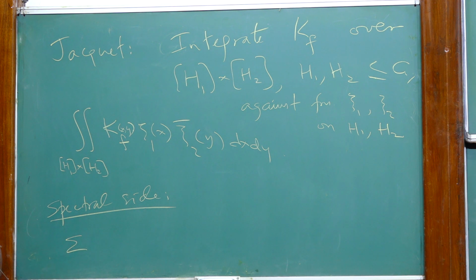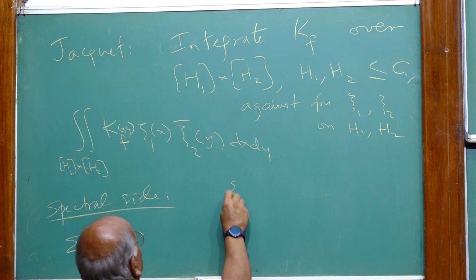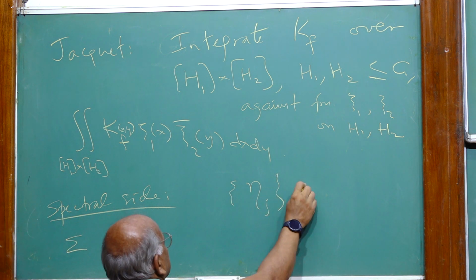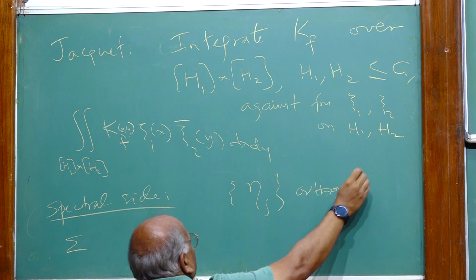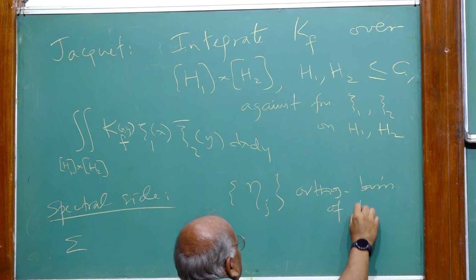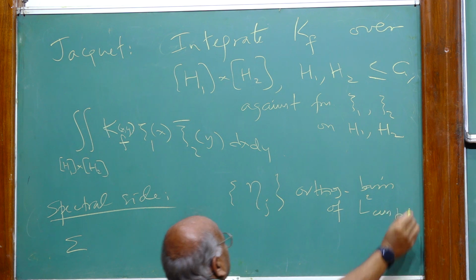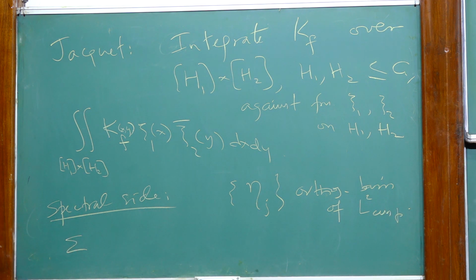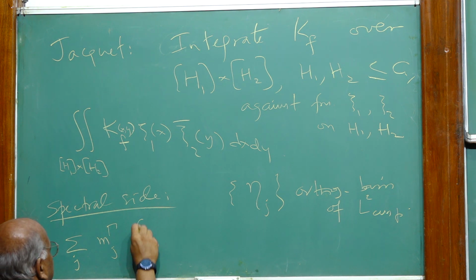So let's say that you have some orthonormal, let's say orthogonal basis of, let's say, L2 cusp. And I'm going to choose nice functions there for the basis, and then I take Mj, and then I have some multiplicities, and then I'm going to have, over H1.